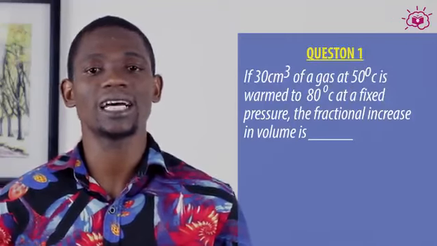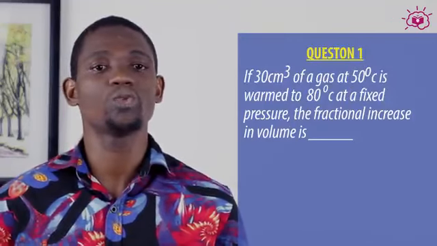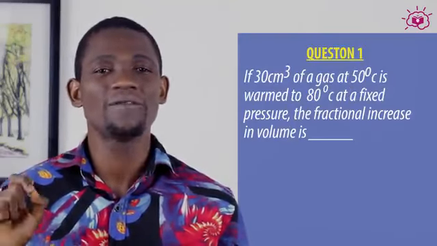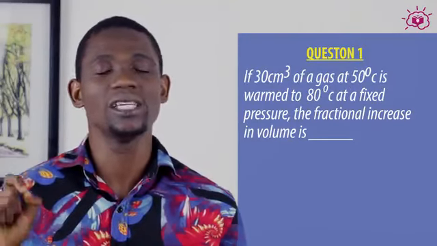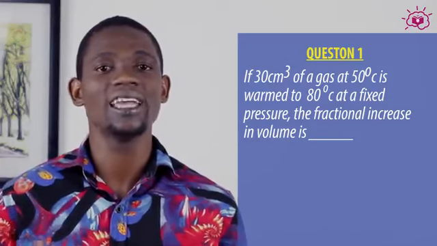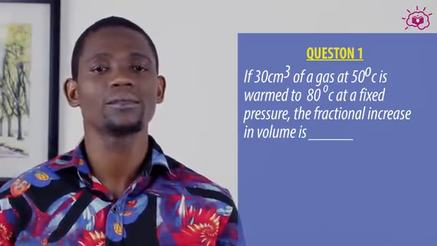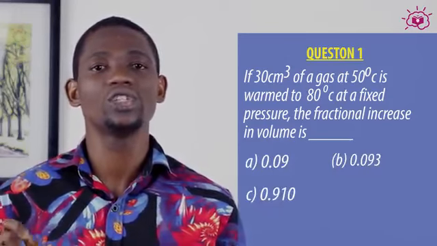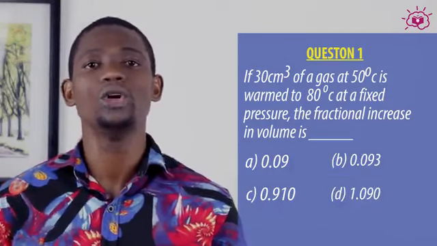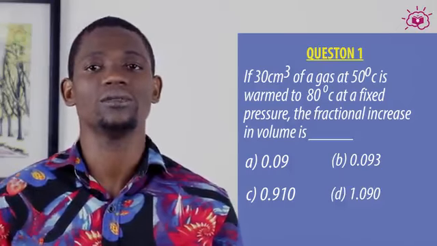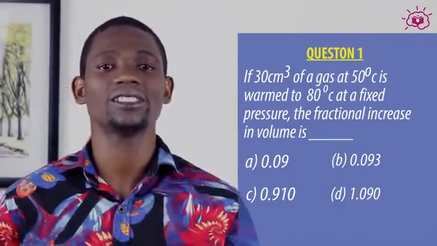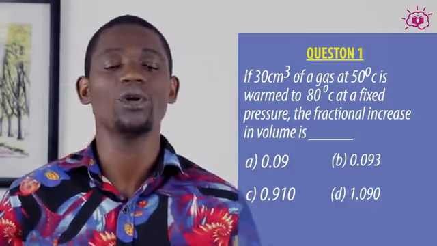Look at this question. If 13 cm cube of a gas at 50 degrees Celsius is warmed to 80 degrees at a fixed pressure, the fractional increase in volume is dash. A. 0.09, B. 0.093, C. 0.910, D. 1.090.